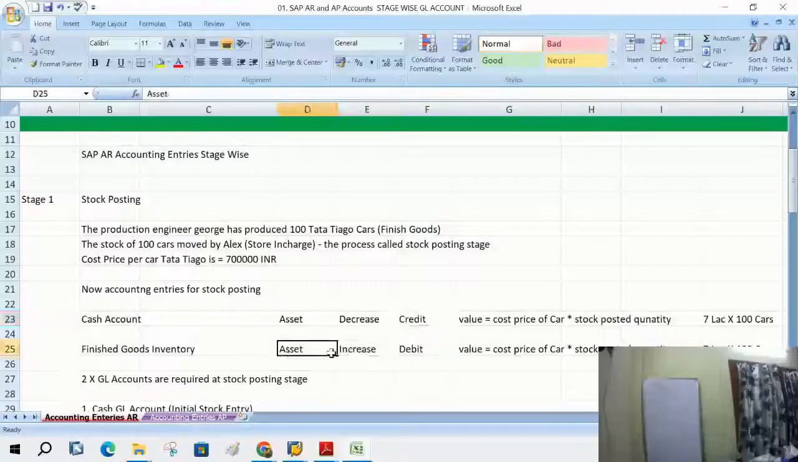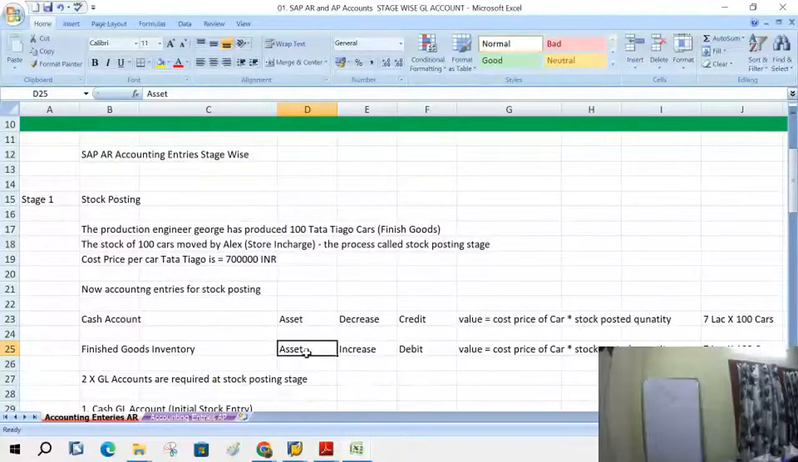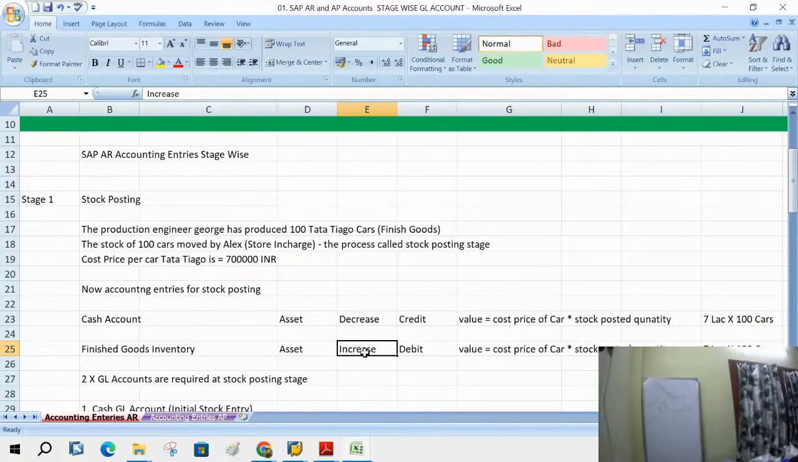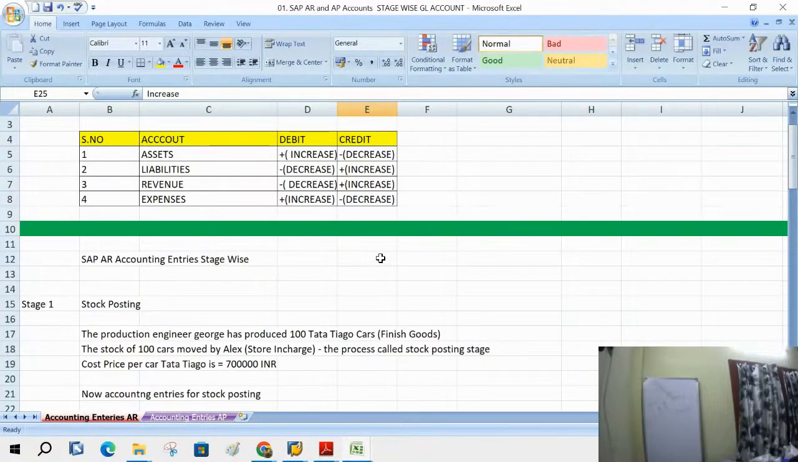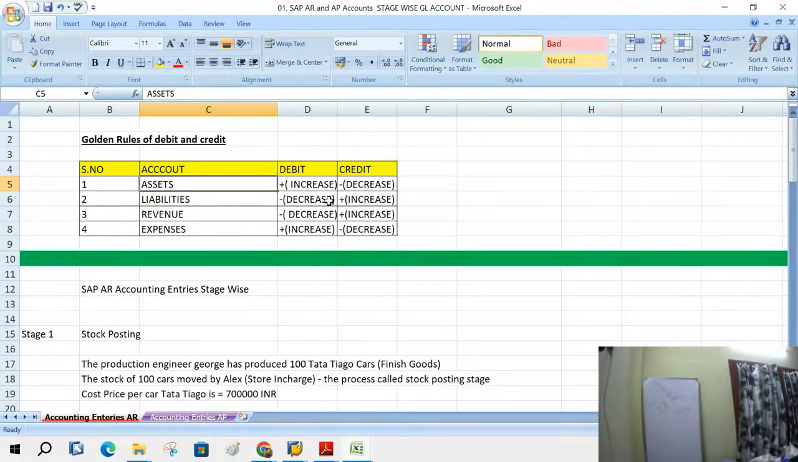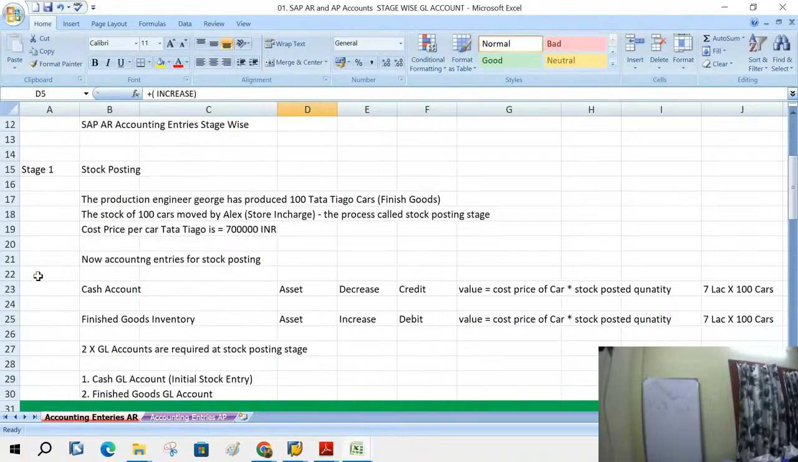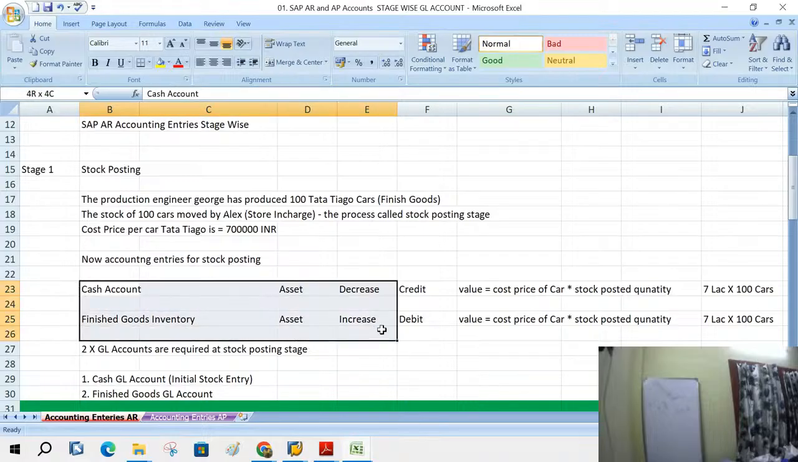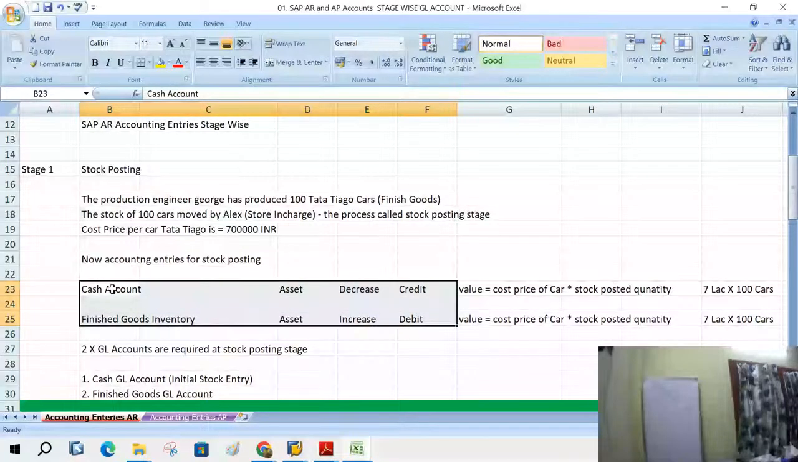Finished goods inventory, an asset, what happened? Finished goods inventory was zero. I didn't have any car. Now that car has increased by how many? 100 numbers. Correct? So again, my asset has increased. So what do I have to do? If asset is increasing, what do I have to do now? Debit. Correct? So now I have identified the two GL accounts, cash account and finished goods account. Correct?